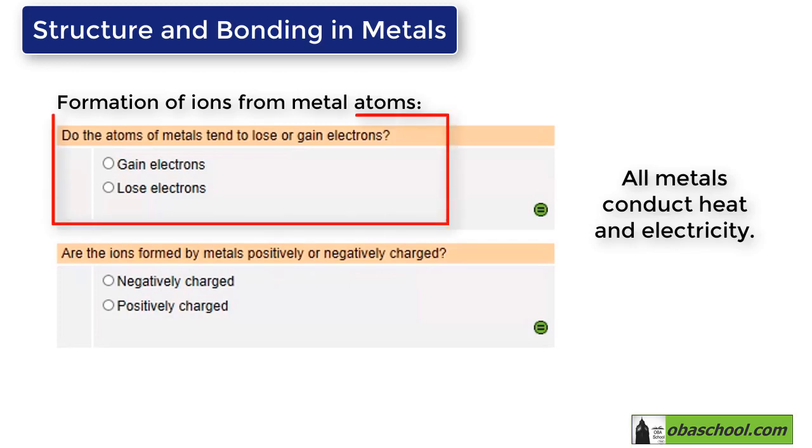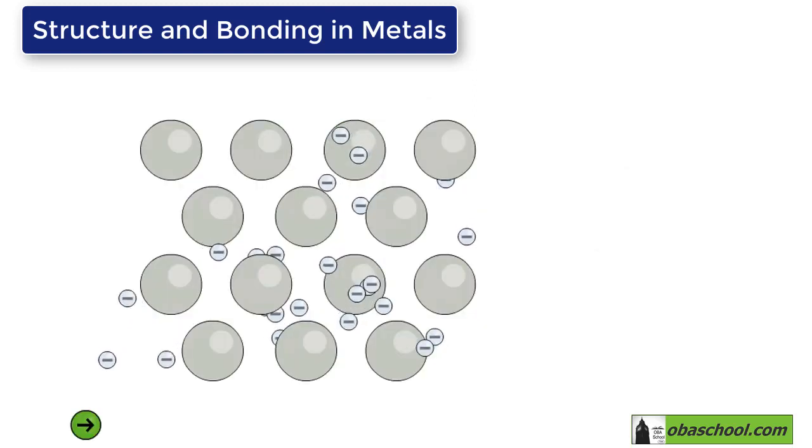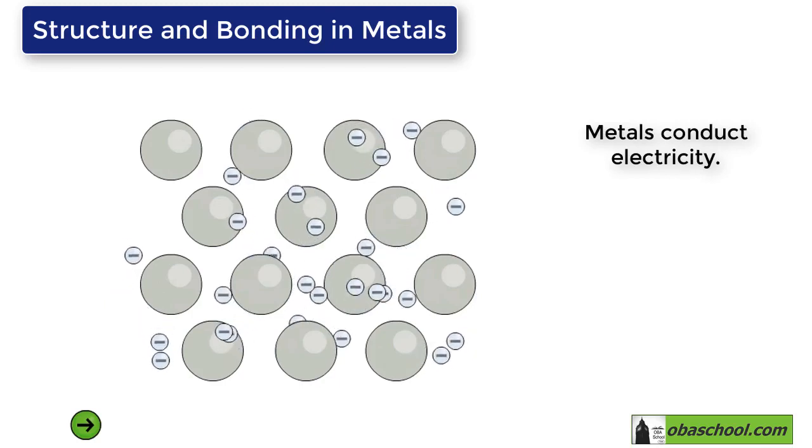Do the atoms of metals tend to lose or gain electrons? Correct. Metal atoms lose electrons. So are the ions formed by metals positively or negatively charged? Excellent. They are positively charged. The fact that these atoms lose electrons means that they are losing the negative charge, and that's why the formed ions are positively charged. In the simulation here, we are demonstrating the property of metals in conducting electricity.